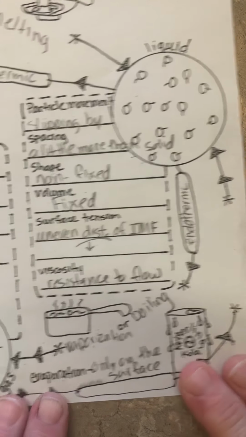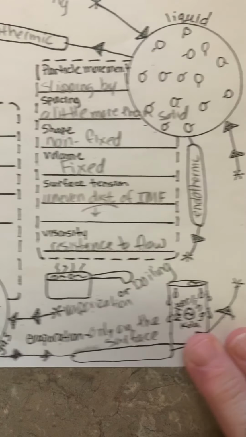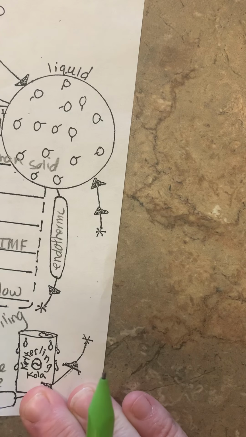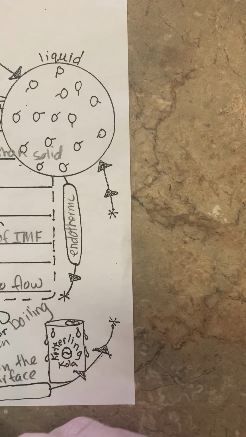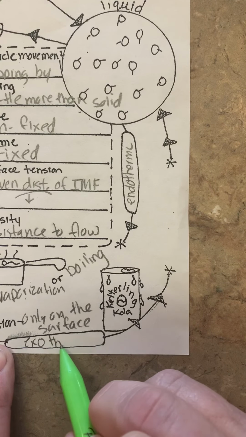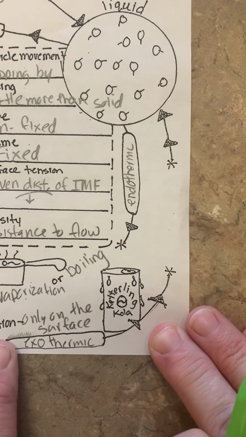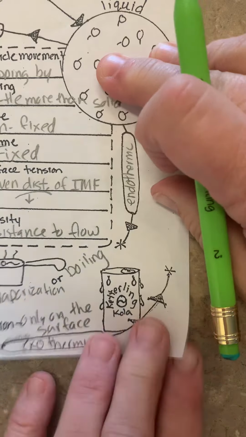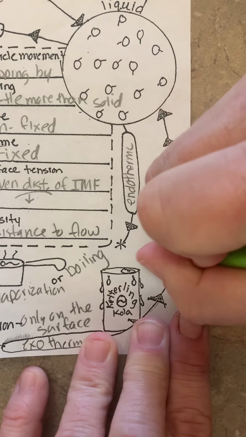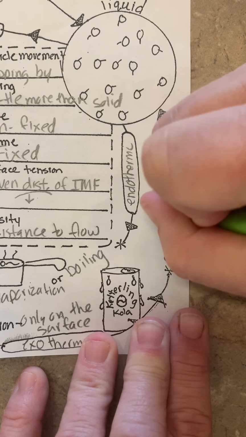And then if we go from a gas back to the liquid, we're going to be slowing them down. So that's going to be exothermic. And when something goes from a gas to a liquid, we say that it has gone through condensation.